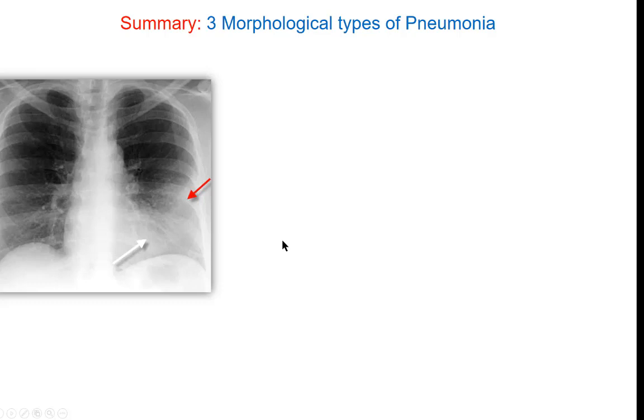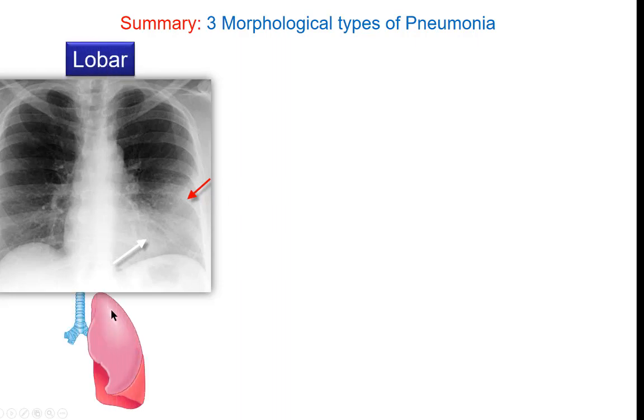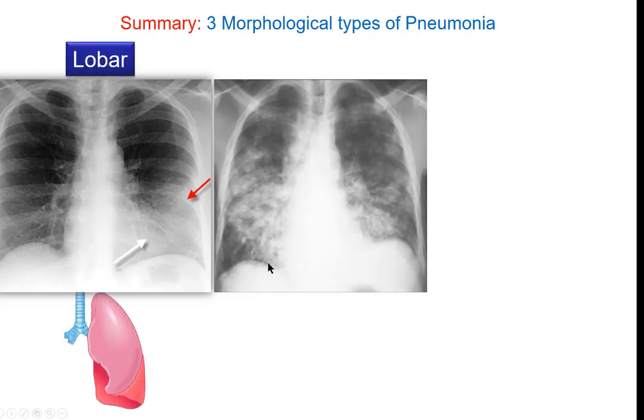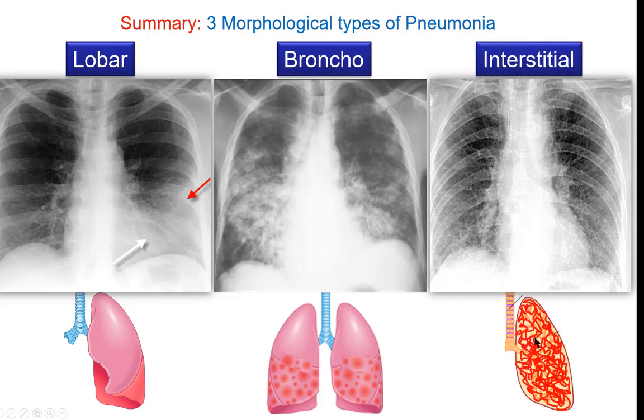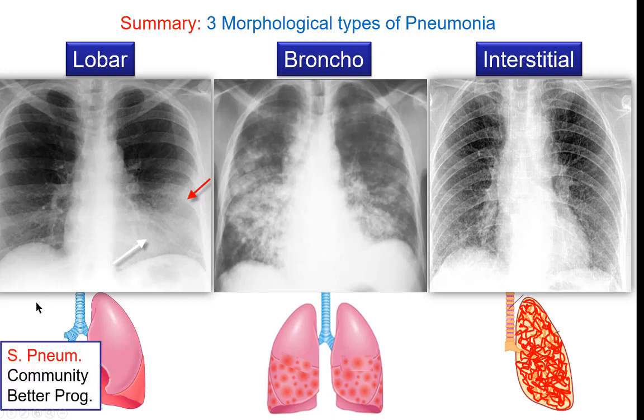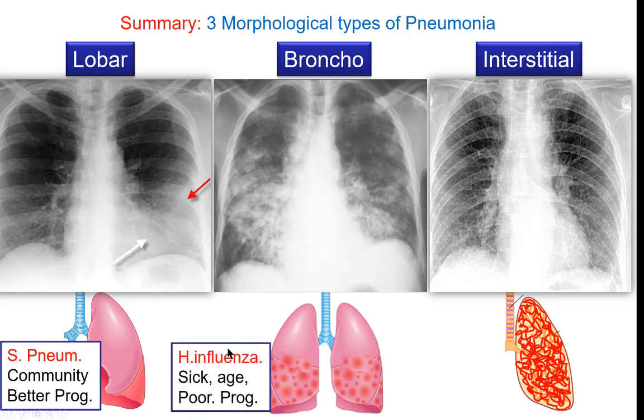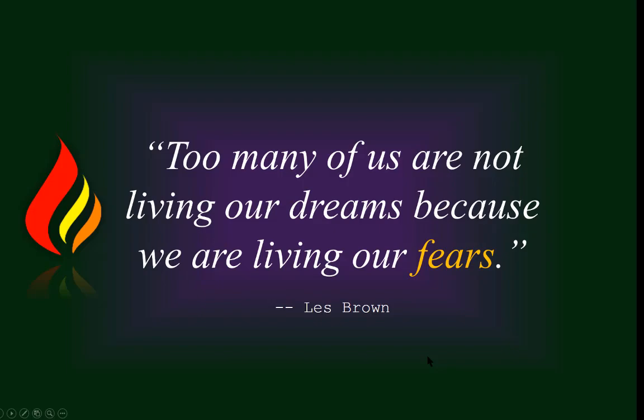Okay, so summary of 3 morphological types of pneumonia: lobar pneumonia, one lobe affected; bronchopneumonia, bilateral, patchy; interstitial pneumonia, only interstitial inflammation of the alveolar walls without consolidation. Although I'm showing a very characteristic chest X-ray, many times the chest X-ray can be just normal. Lobar pneumonia, the commonest community acquired, Streptococcus pneumoniae, better prognosis. Bronchopneumonia, H. influenzae, sick people, poor prognosis. And interstitial pneumonia is an atypical pneumonia, commonest is mycoplasma and also viral infection. Okay, thank you.